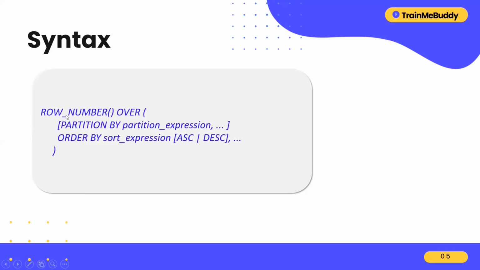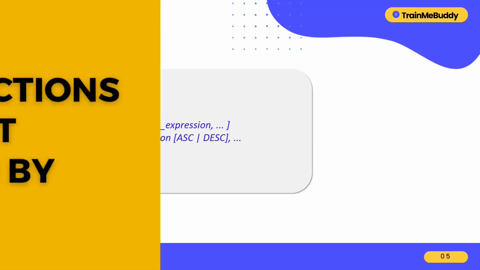The syntax for a ranking function is to have one of the ranking functions. So here I have the ROW_NUMBER function OVER, then you need to have the PARTITION BY and the expression, which is optional. If you are not using the PARTITION BY, then it will take the entire set of records in the table as one partition. Then you must have the ORDER BY and the expression, which is one or multiple columns in ascending or descending order. So let's understand this using the SQL query.